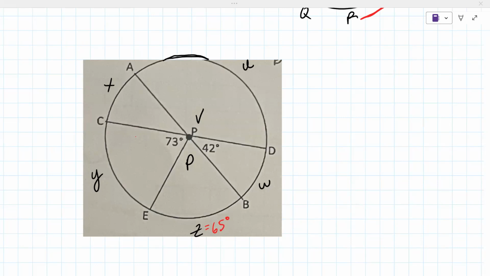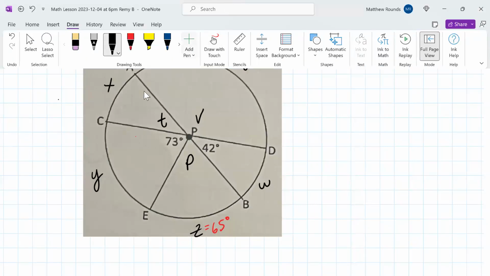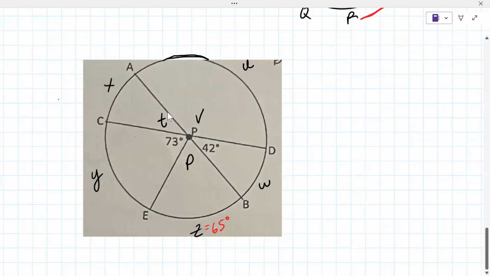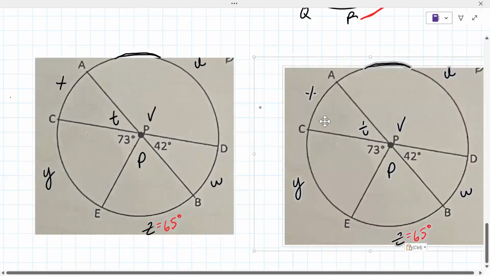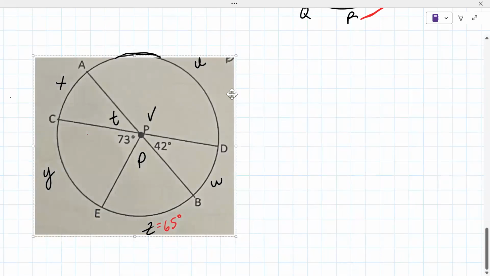Would X be 42? How are you coming up with that? I'm not sure if it's right. Don't just guess, you've got to have a reason for it. Well, I was thinking of vertical angles, but I don't know if I can do that. So X is not 42 by vertical angles, but P is. You can use vertical angles, absolutely. That's the whole point here.